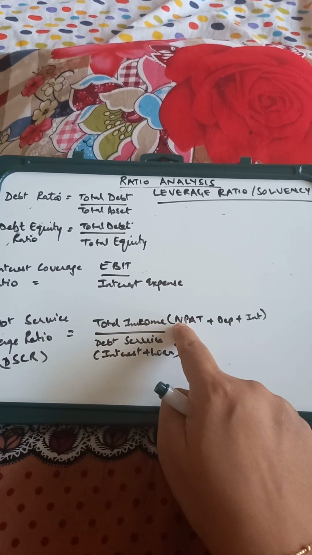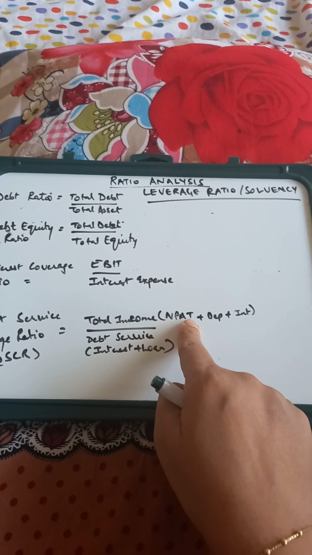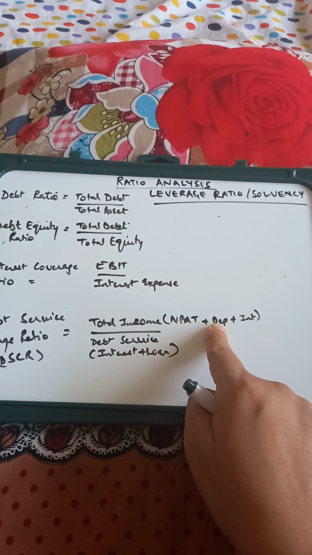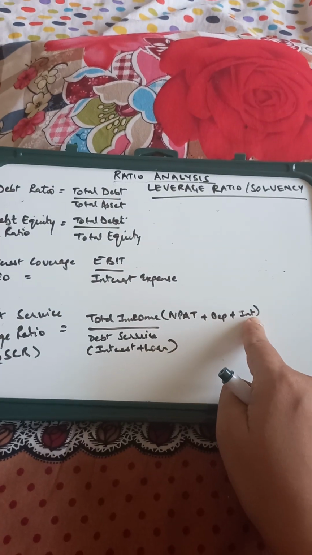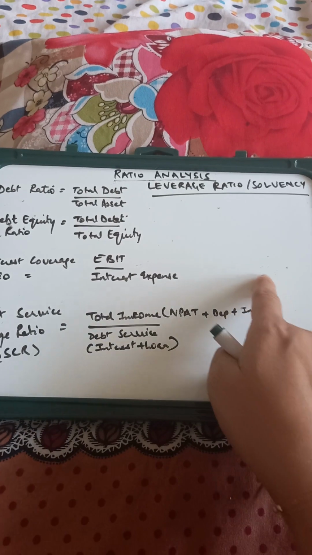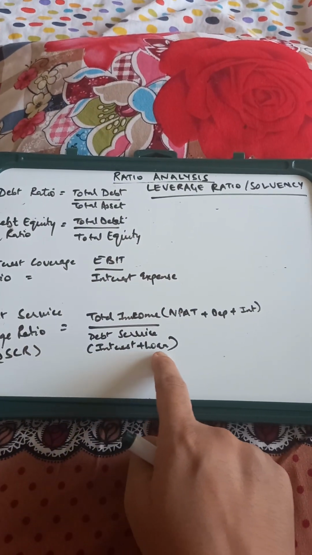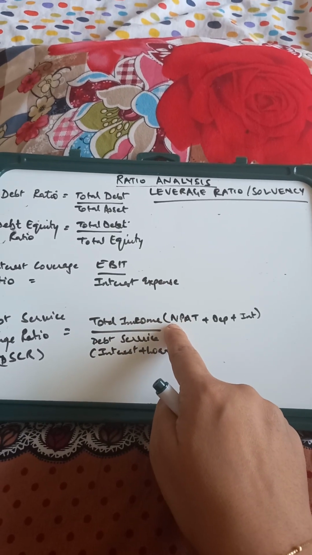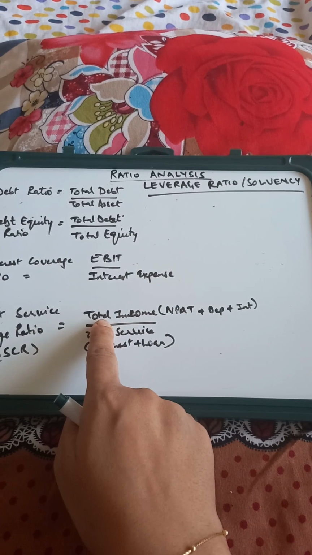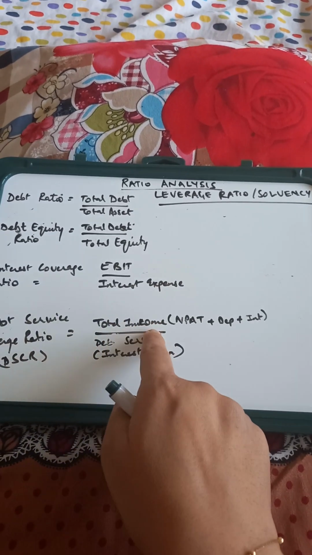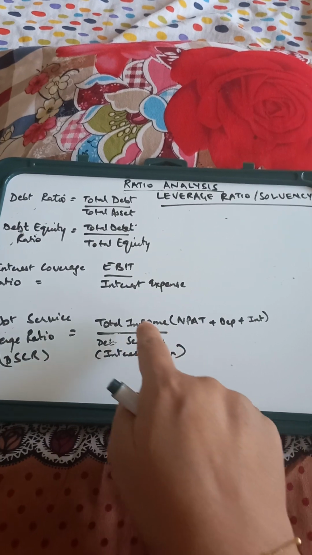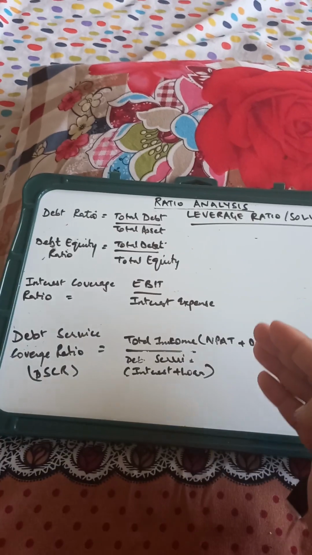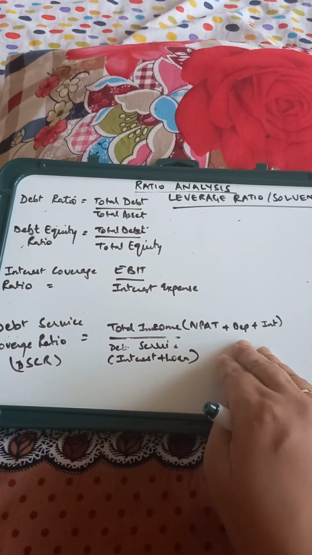It refers to net profit after tax, plus we will add back the depreciation component because it is a non-cash expenditure, plus we will add back the interest component because we are going to look at the overall debt service. So we need to add back these two items to the net profit after tax to know the total income available. To cover this debt service, how much total income is available with the company? That is the main motto of understanding this particular ratio.